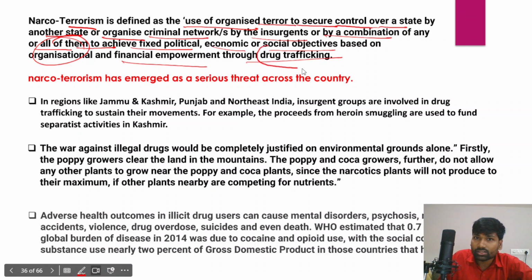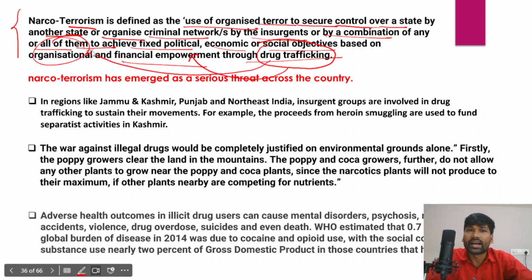However, the basis or the foundation of all these things is drug trafficking, right? Drug trafficking can ensure the financial empowerment of the militant organizations, and it also ensures organizational empowerment as well. So this is how you could briefly define narco-terrorism in the introduction.